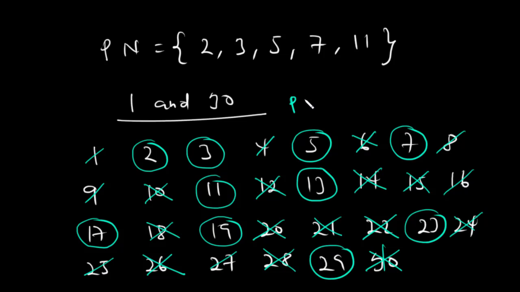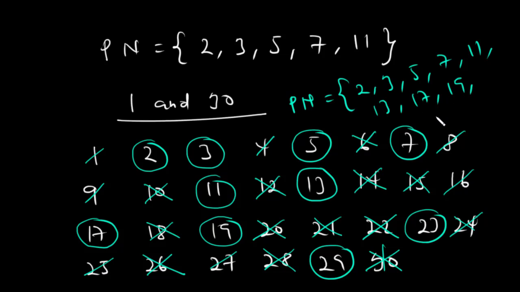So the set of prime numbers between 1 and 30 is 2, 3, 5, 7, 11, 13, 17, 19, 23, and 29. So these are the sets of prime numbers between 1 and 30. However, you can use this approach to find the set of prime numbers between any two numbers.